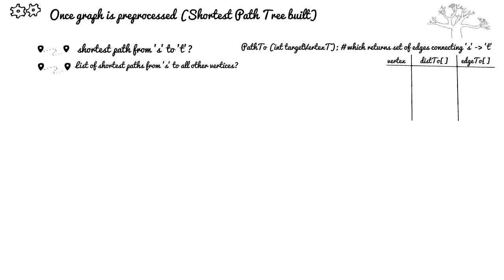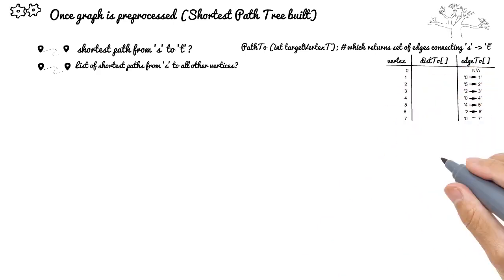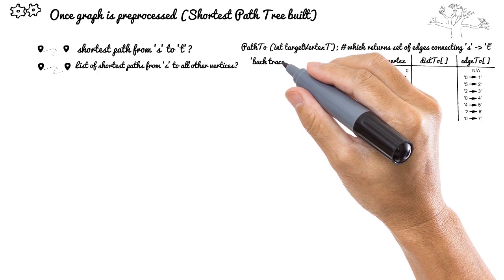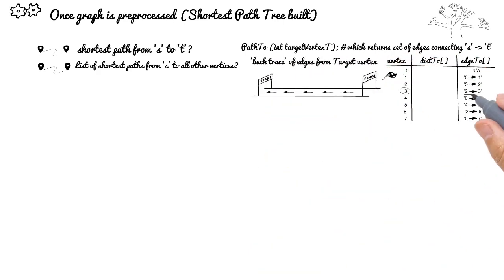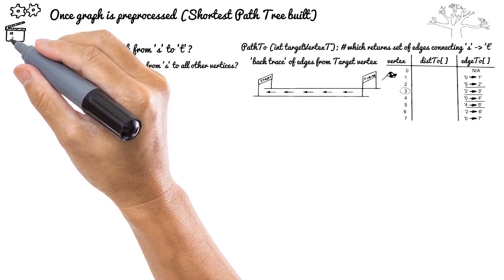How to implement it? Just look closely to parameter values prepared after graph preprocessing. Pick any target vertex, for example 3. How difficult is to find set of edges included in the shortest possible path from S to T? You probably guess. We just need to make back trace of edges from target vertex all the way to start vertex S. Now we can consider topic about ideas for path group use cases as closed.